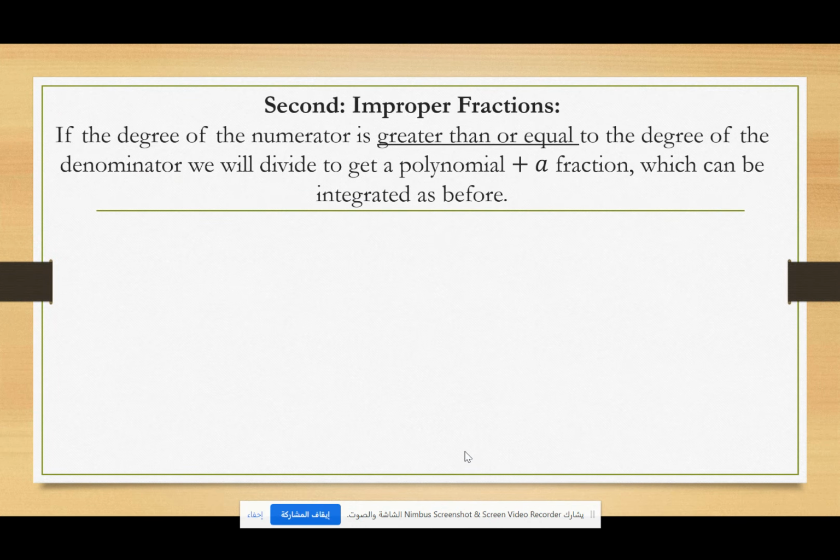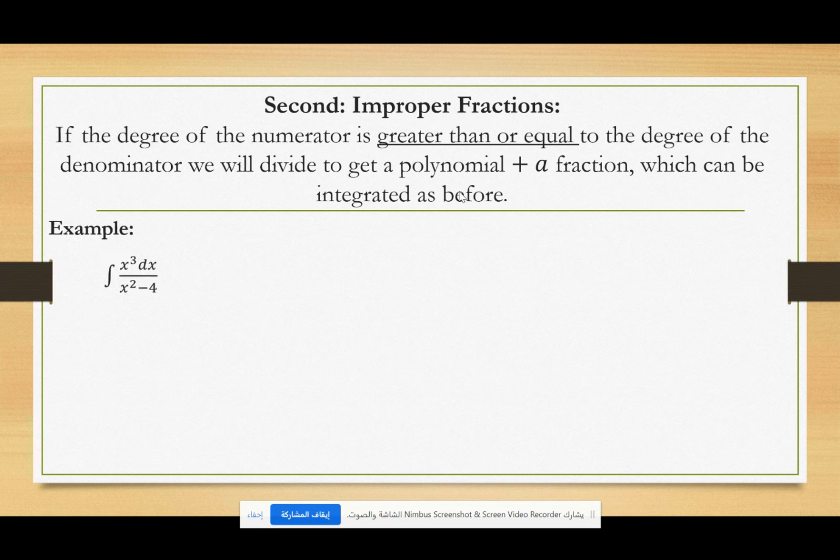In example number 2, we're going to have the other type of fractions, which is the improper fractions, when the degree of the numerator is greater than or equal to the degree of the denominator. In that case, the first step is you need to divide, make a long division, or use some ways of simplification. And you will get after that a polynomial and a fraction which can be integrated as before, like you learned the basic rules of integration or by using any theorem that you studied before.